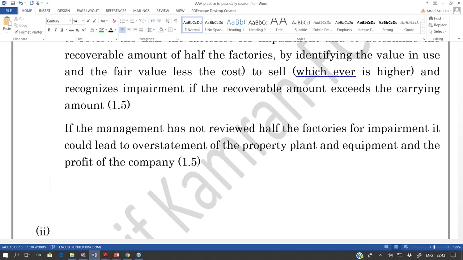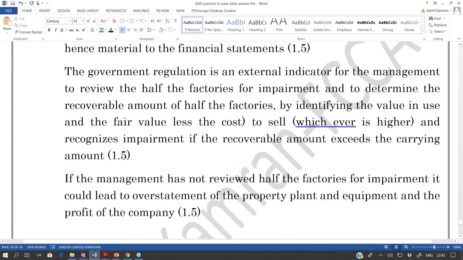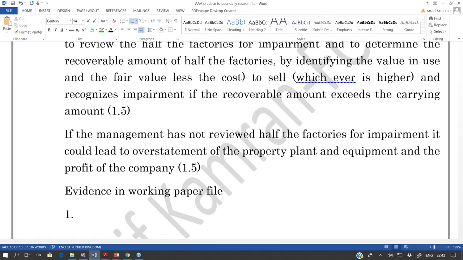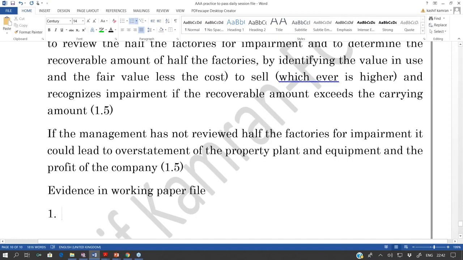Right now we need to write evidences. So let's write evidences. Evidence in working paper file. Number one. Okay. The first evidence. Should I have the government regulation in my working paper file? Yes or no? Because the government regulation is important. Should I have the government regulation in my working paper file as my first paper?